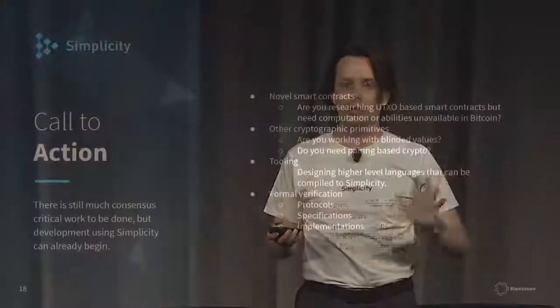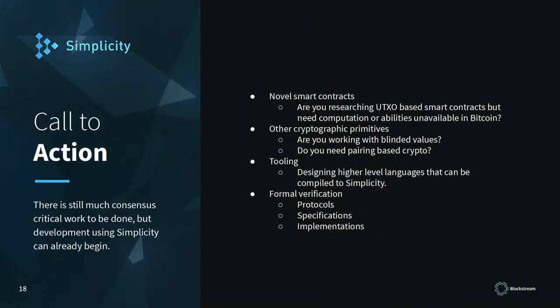So this is my call to action, right? In my implementation, there's much consensus critical work to be done, mostly about enabling limitations on and preventing various denial of service attacks that haven't been implemented yet. But if you're interested in using Simplicity to experiment with, and you're not planning to DOS yourself, then this is something that you can actually start working on basically starting today.